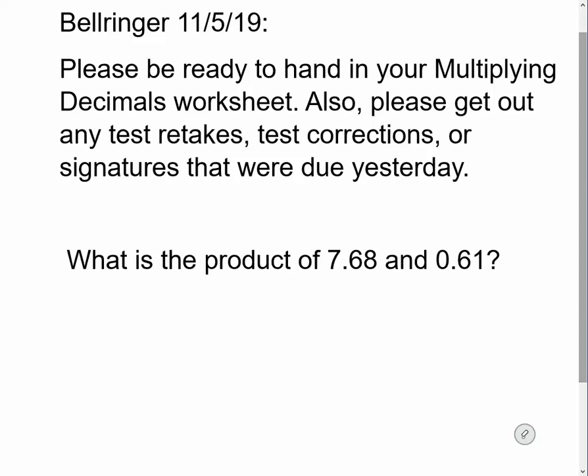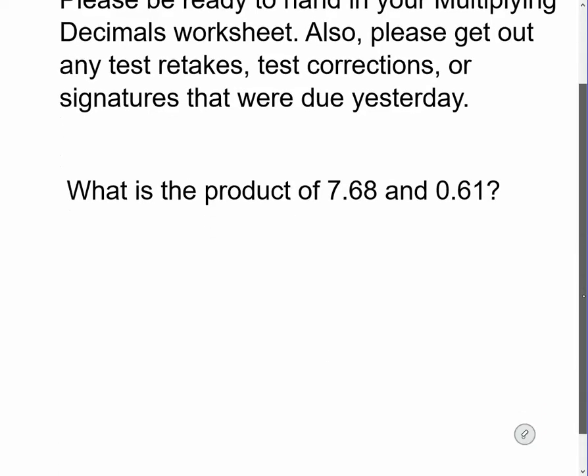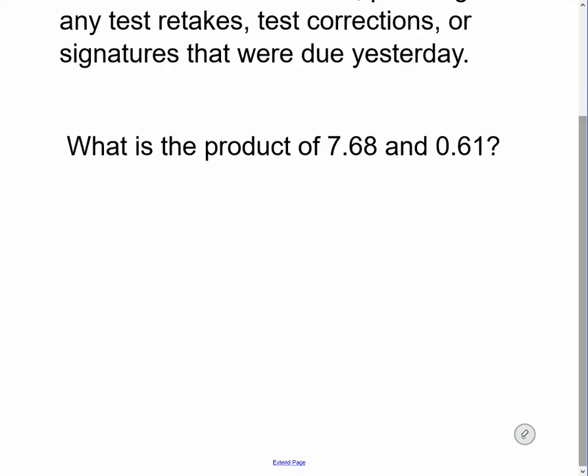Alrighty, so once that's all taken care of, we can get started with this bell ringer, which asks you what is the product of 7 and 6800ths and 6100ths. So one thing that we talked about yesterday is, first of all, we reviewed how to add and subtract decimals, and when you add and subtract decimals, you line up the decimal point, right? But when we're multiplying decimals, you need to just set them up as if they were whole numbers. You're ignoring the fact that there are decimals in these factors, and what you're doing is just setting them up with the one with the most numbers, the biggest amount of digits, not necessarily the biggest value number, but the one with the most digits going on top.